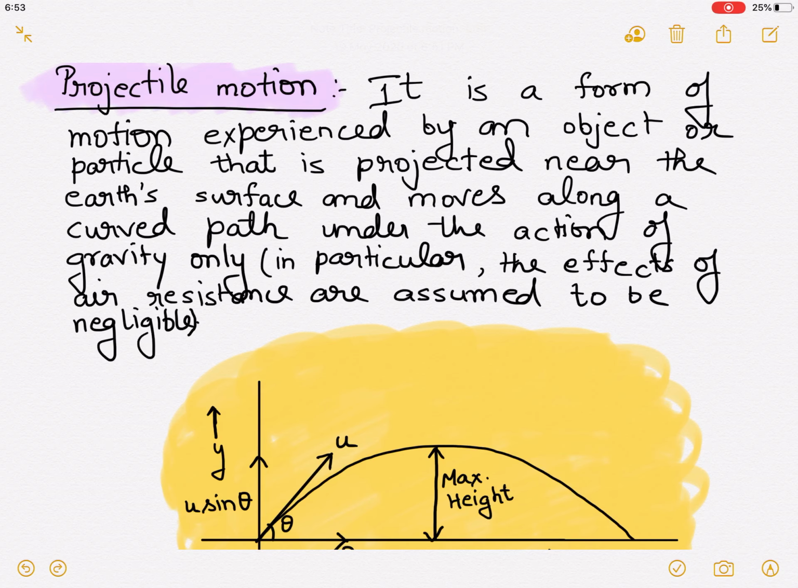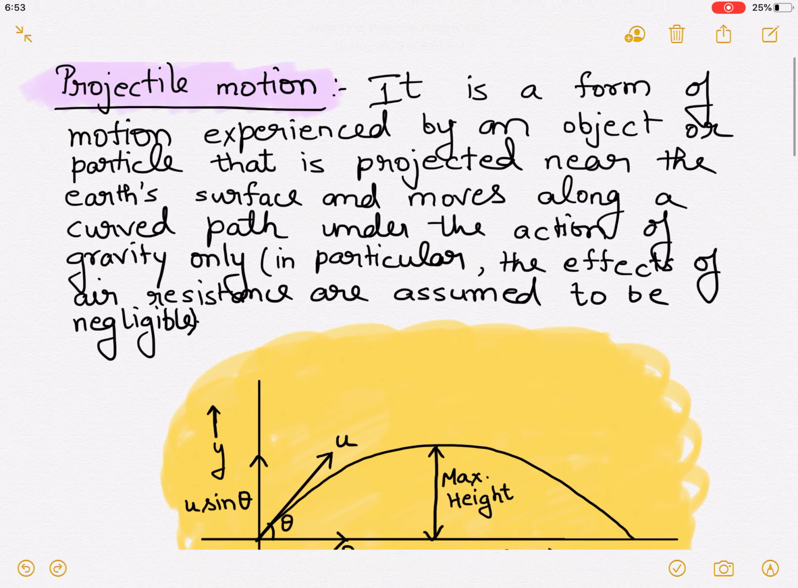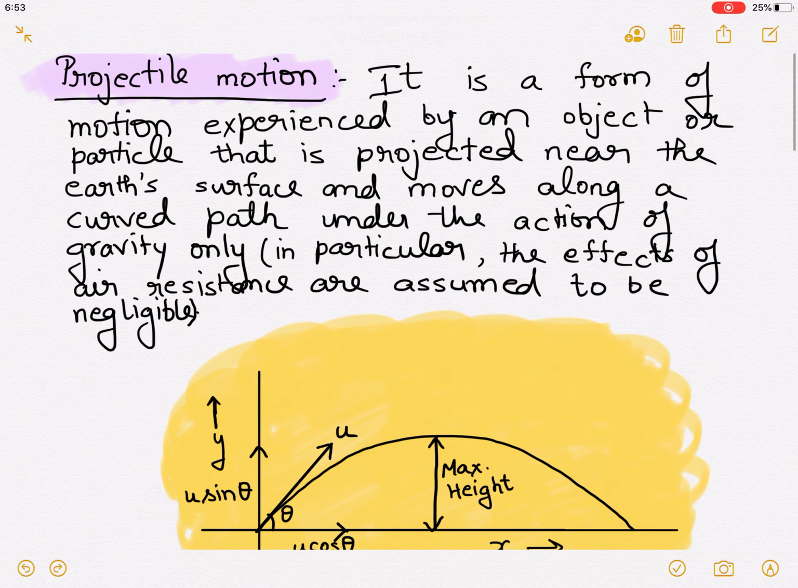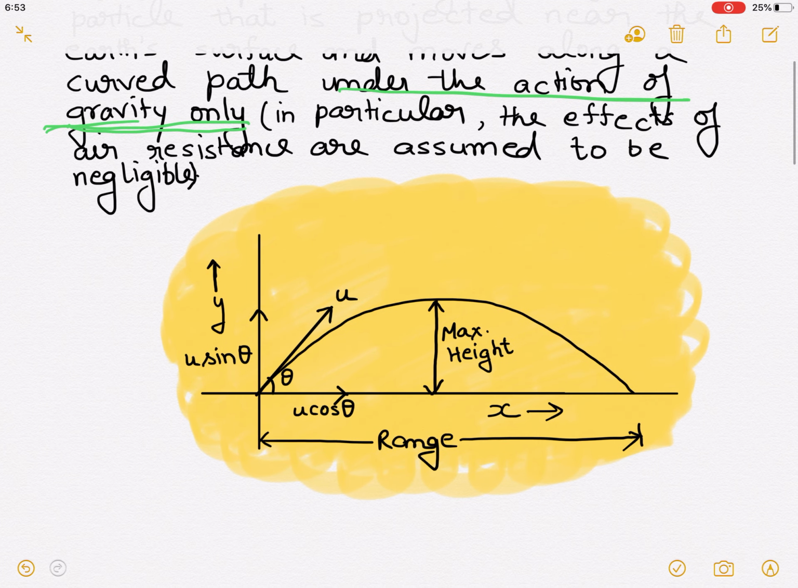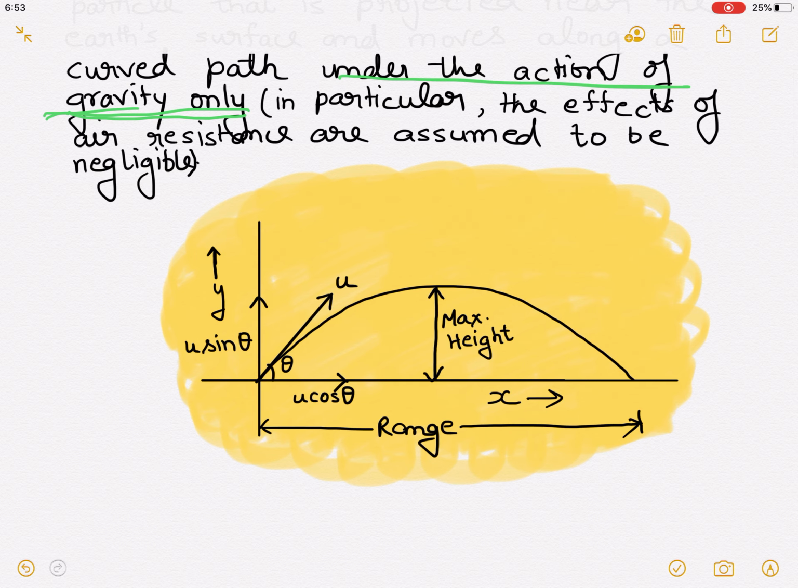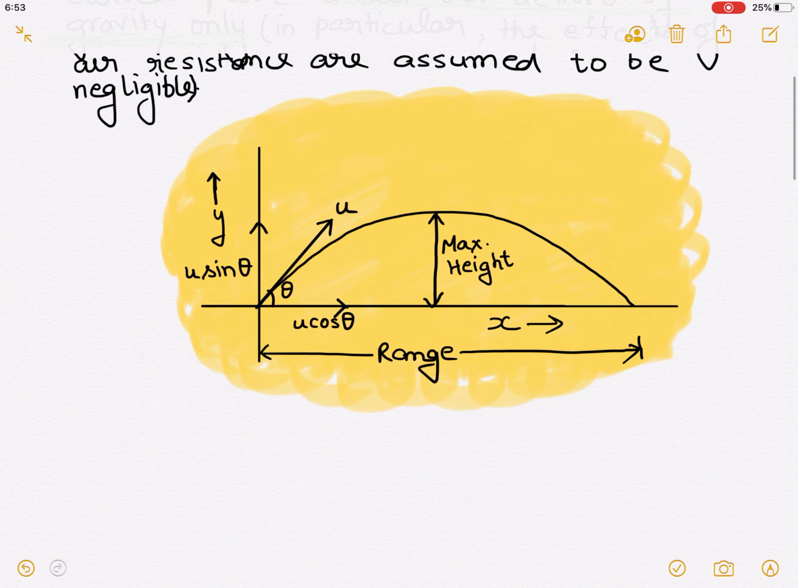Hello everyone, today we are going to discuss projectile motion, some tips on how to solve the questions, and how to derive the equations. Projectile motion is basically a two-dimensional motion, and the important point here is that it is under the action of gravity only. All other factors are not included. Air resistance and the curvature of the earth are neglected.